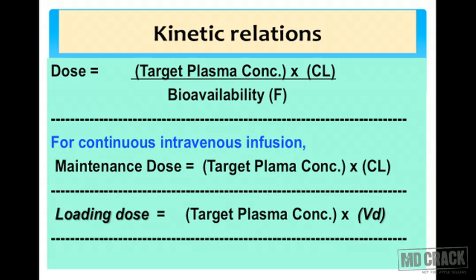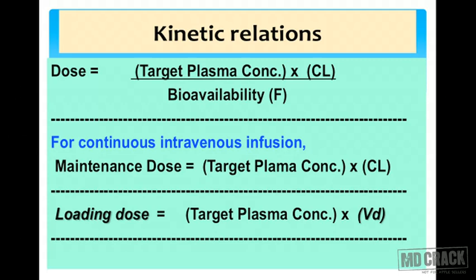So there's no denominator for the second and the third formula. There's no question of bioavailability; it is 100%. So there's no problem about bioavailability, and what you have to worry only about is the volume of distribution and clearance. For continuous intravenous infusion, the maintenance dose is decided by the target plasma concentration multiplied by clearance.